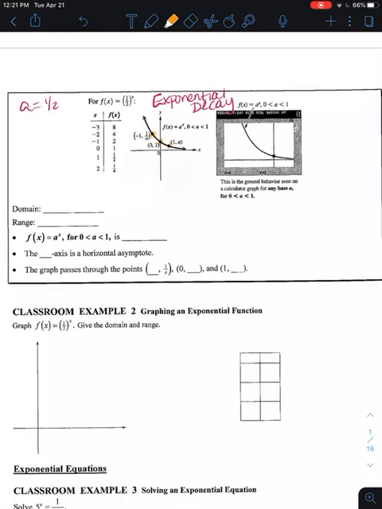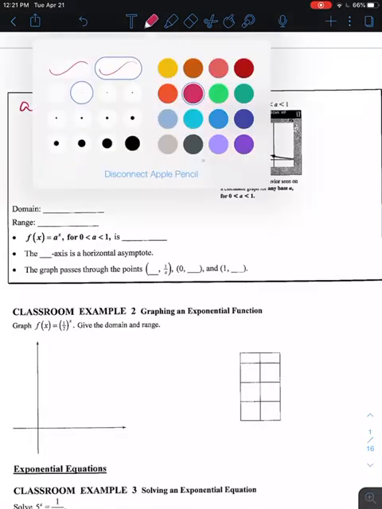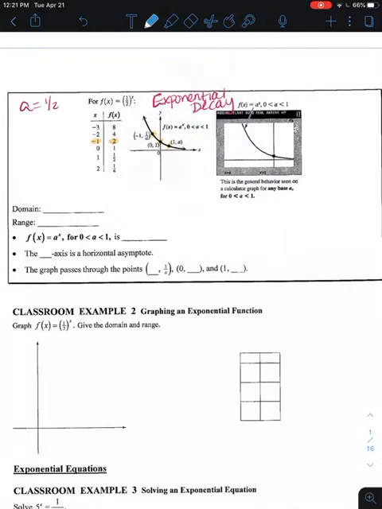So let's check this in this table. They already gave us the table of values. Notice how when x equals -1, my y value is 2. 2 is the reciprocal of 1/2. So again, just like before, this is the reciprocal. Then 0, 1, and then 1, and the a value, which is 1/2. So those 3 points always lie on your exponential functions that are in this form, a raised to the x power.